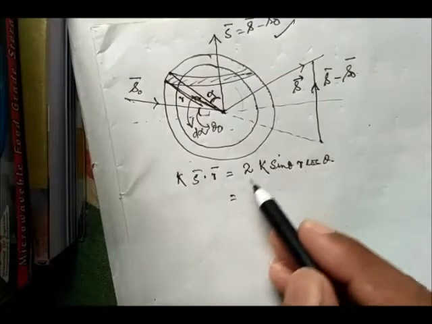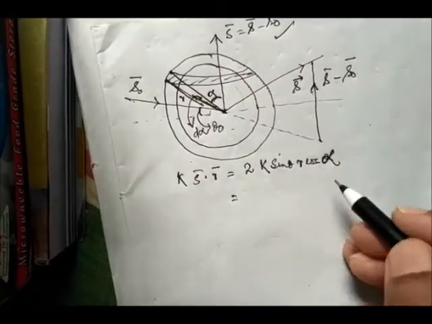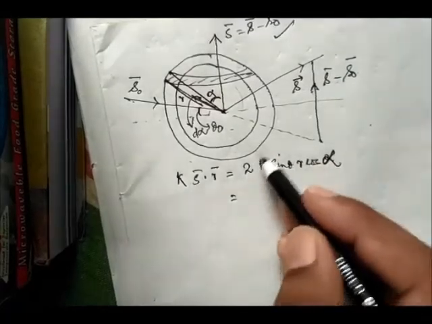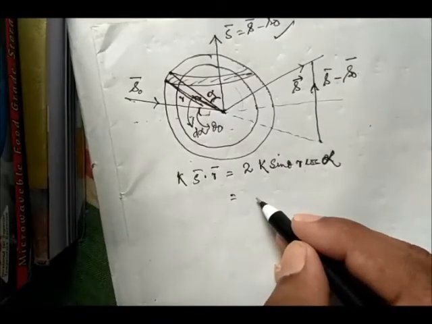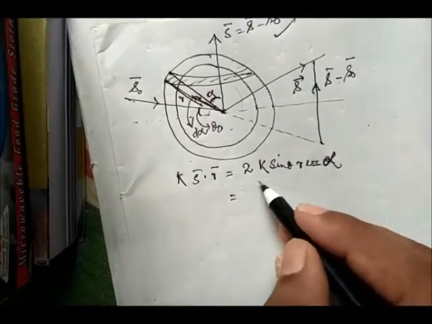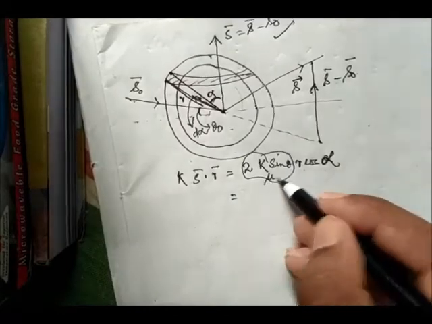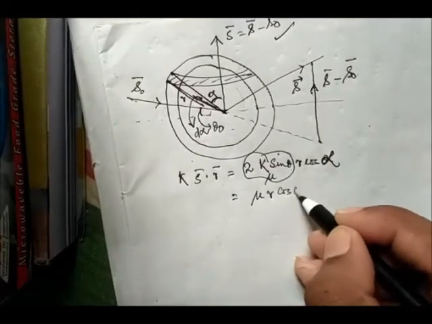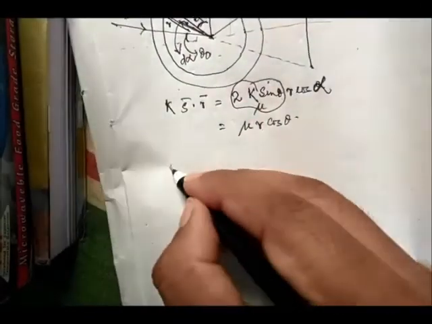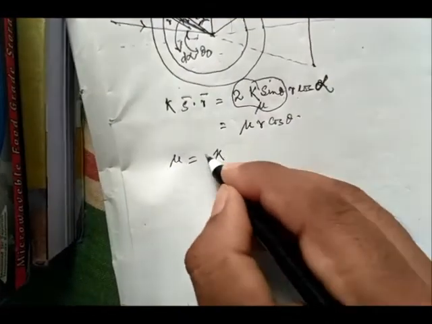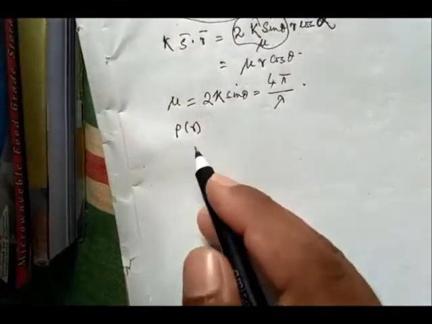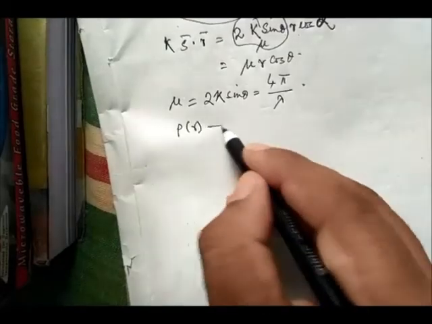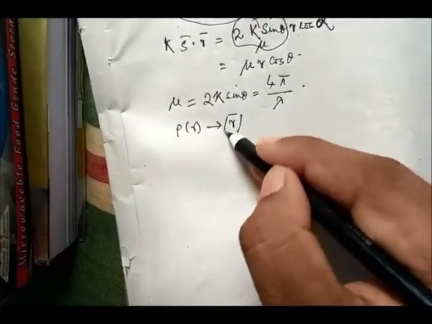So this function should be cos alpha. From this geometrical analysis I can write this whole term, assuming twice k into sin theta as mu, as mu r cos alpha. Now mu equals 2 k sin theta, which is basically 4 pi sin theta divided by lambda. Now assume that this rho r depends only on the magnitude of r and not on the direction.